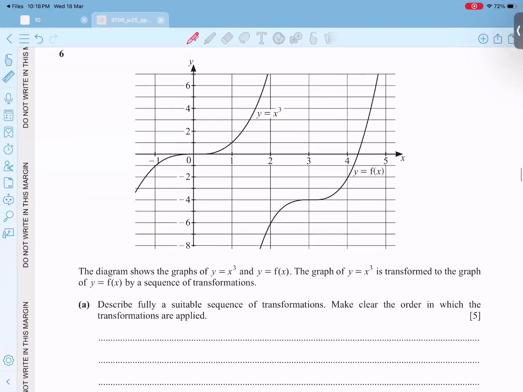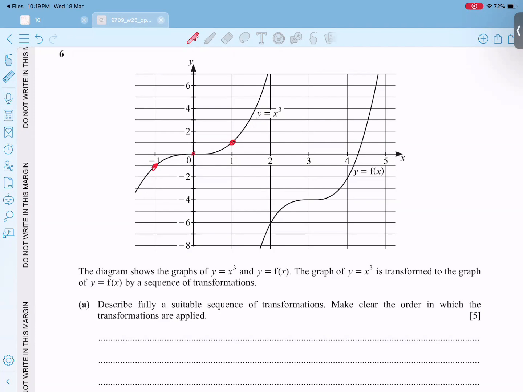Question number 6, students, the topic is transformation. He's saying that the graph of y equals f(x) is transformed to the other graph, and we have to mention this sequence of transformations. He further says to describe fully a suitable sequence of transformations, making clear the order. The order is very important here. First of all, this graph is going to shift here. I think this point and this point are very visible, so we can take help from here and get the answer.